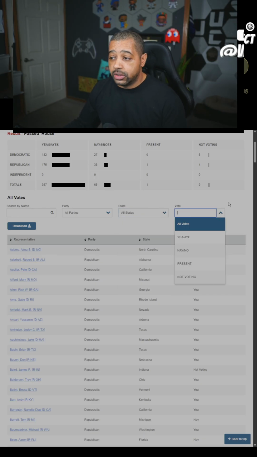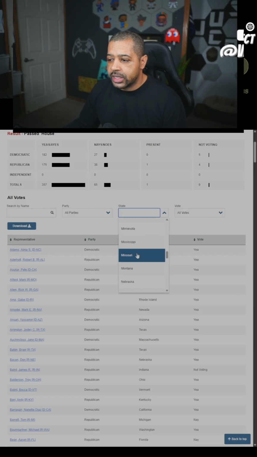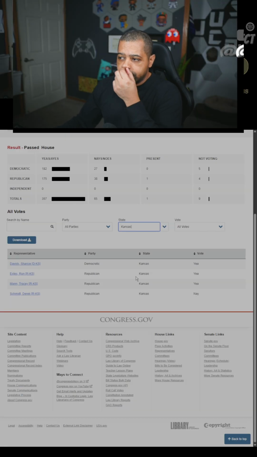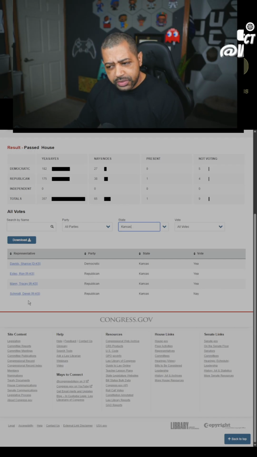And then yes or no votes. I'm in the state of Kansas, so I want to see how the people in Kansas voted. So I can go to Kansas. Now that I'm in Kansas, it shows four different representatives. So we have one Democrat, Sharice Davids, who voted yeah. Ron Estes voted yeah. Tracy Mann voted yeah. Derek Schmidt, for some reason, voted no.